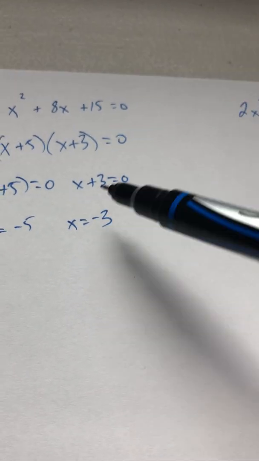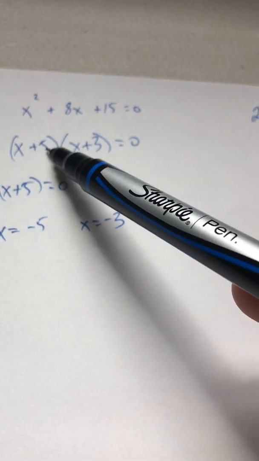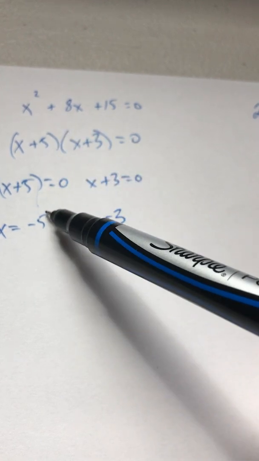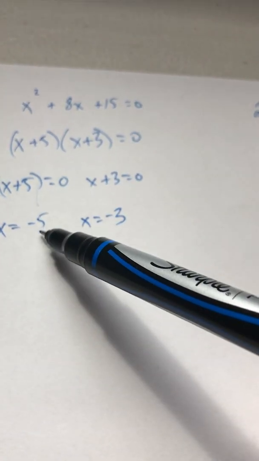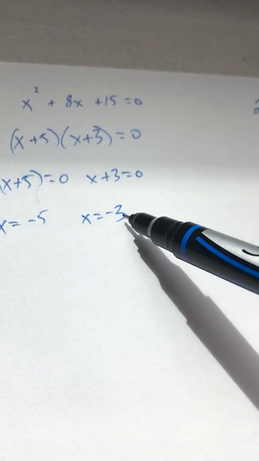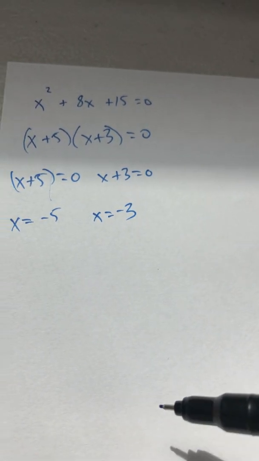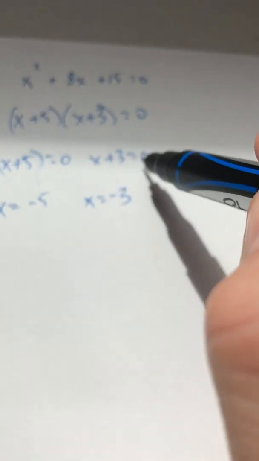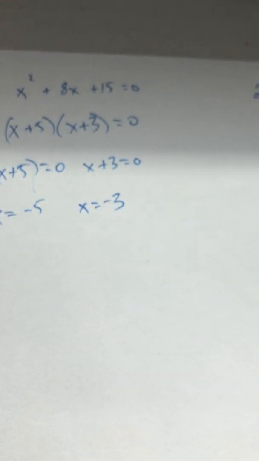And if you remember, then we talked about how the zeros, or the answers, are always opposites to the actual factor. So x plus 5 gave me an answer of -5. x plus 3 gave me an answer of -3. And we talked about how we could pretty much skip this step if you wanted to.